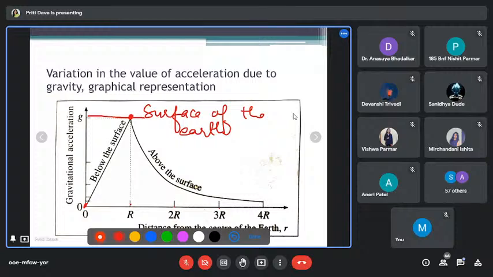Alright? And please remember these graphs and even the shape. Because there are 4 options, and it may be that above the surface, as you can see, is exponential decrease. It does not decrease straight. It's a curve. Whereas below the surface, it's a straight line graph. So even the shape of the graph, you should or you must remember.